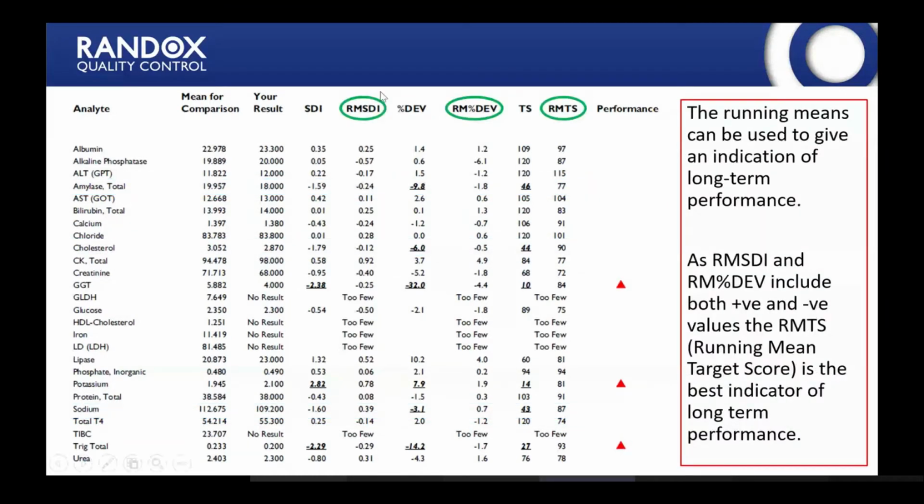As we said, the running mean target scores are good for giving you your long-term performance indication. As Stephen said, it's the average of your last 10 samples. Again, with the running mean SDI and percentage deviation, we need to be careful. You can see here you have positive and negative values, and these can average each other out and appear better than the actual performance might be. We'll see that on some charts in a moment. So the running mean target score is the best one to look at to get a first glance indication of your long-term performance for the parameters.